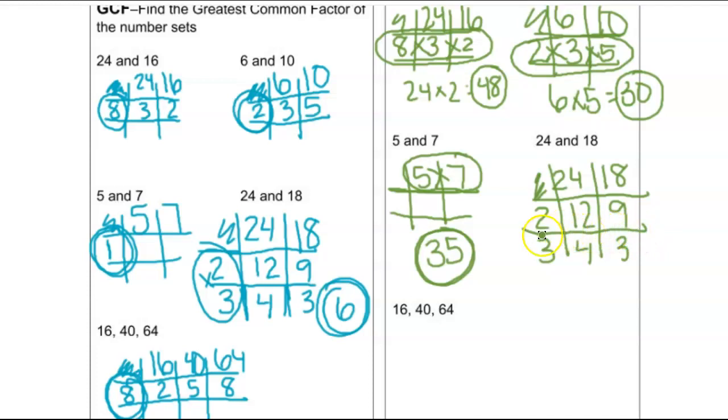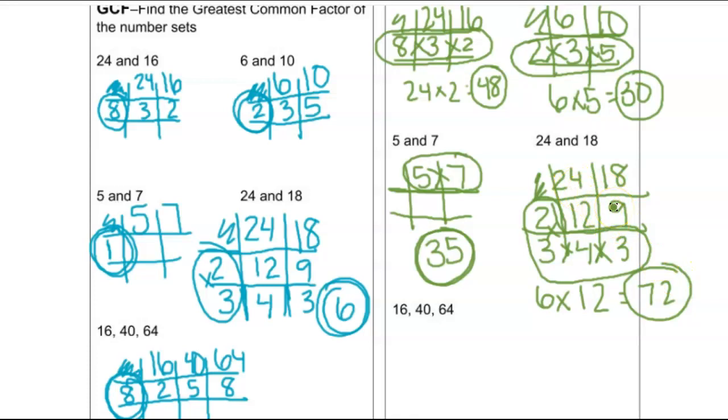Now, instead of just taking it and going across like this, we also have to take everything on the left-hand side and everything down here. And then we're going to multiply all of those numbers together. 2 times 3 is 6. 6 times, let's do 4 times 3. 4 times 3 is 12. So 6 times 12 is 72. So if we're counting by 24s and 18s, the first time those numbers match up is at 72.